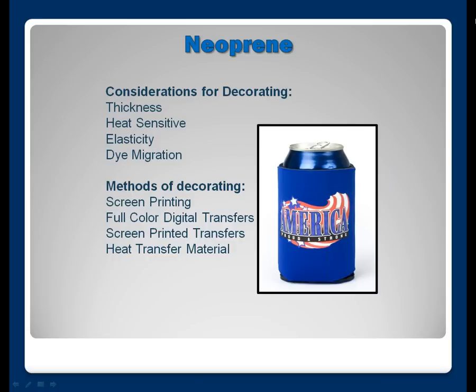It's also got some elasticity to it. You can have dye migration occur with neoprene as well, and again, this is based on the color. Your reds or your blues, your darker colors, are going to have a tendency to migrate more, so you want to make sure you still have that opaque type decorating method, or whatever transfer product you're using, has the capability of blocking that migration.